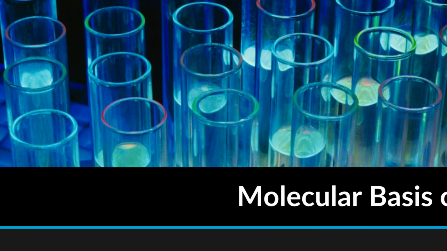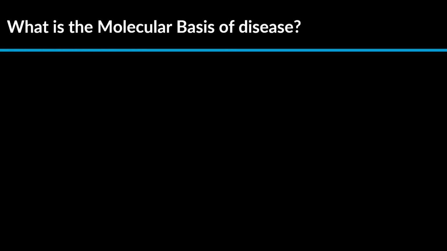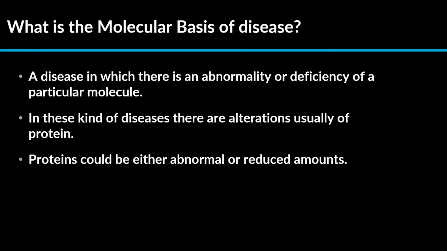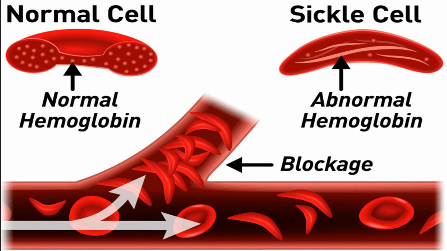The molecular basis of a disease. The molecular basis of disease refers to the stage in which there is an abnormality or deficiency in a particular molecule. In these kinds of diseases, there are alterations usually of proteins. Proteins could be either abnormal or in reduced amounts. The image showing the sickle cell anemia.